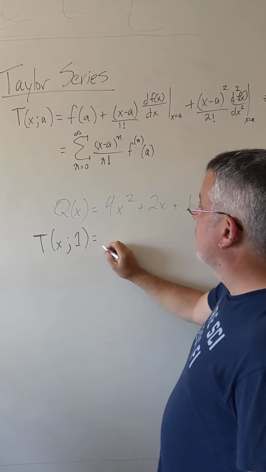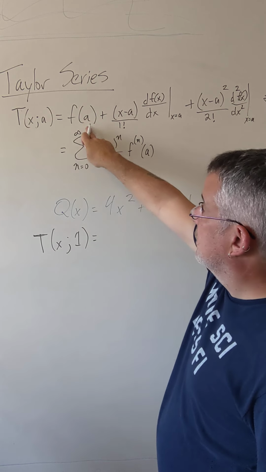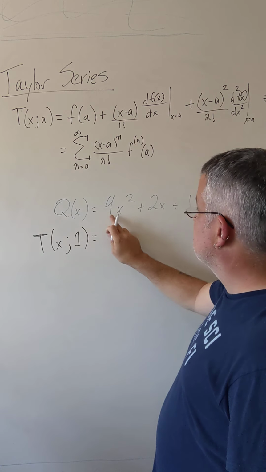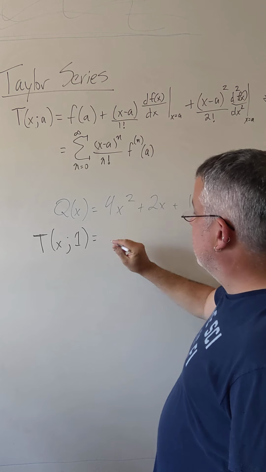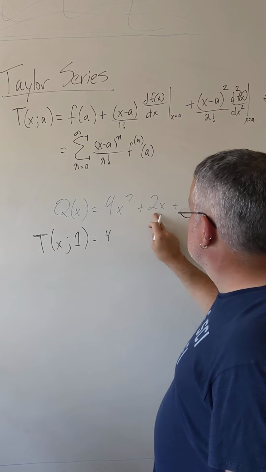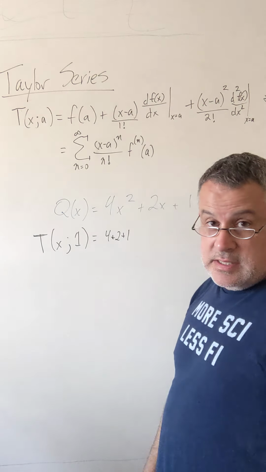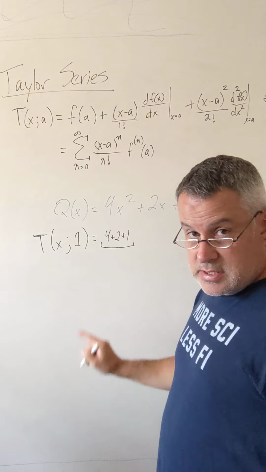Okay, how do we do it? Well, the first thing we do is we evaluate q of x. We want to find the function evaluated at point a. So what's this if we evaluate it at x equals 1? X squared equals 1. 4 plus 2 plus 1. That's the first term. What can we notice about the first term? It doesn't depend on x.